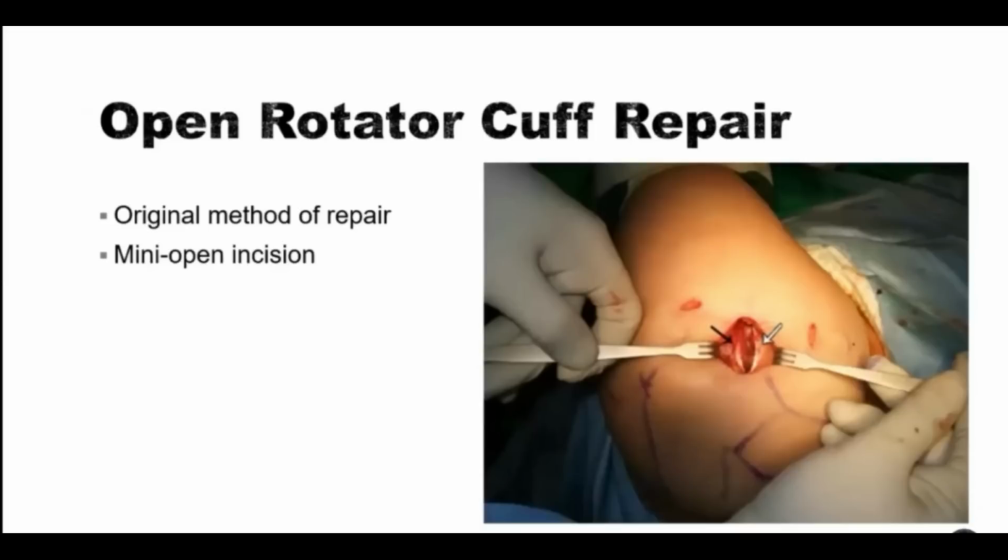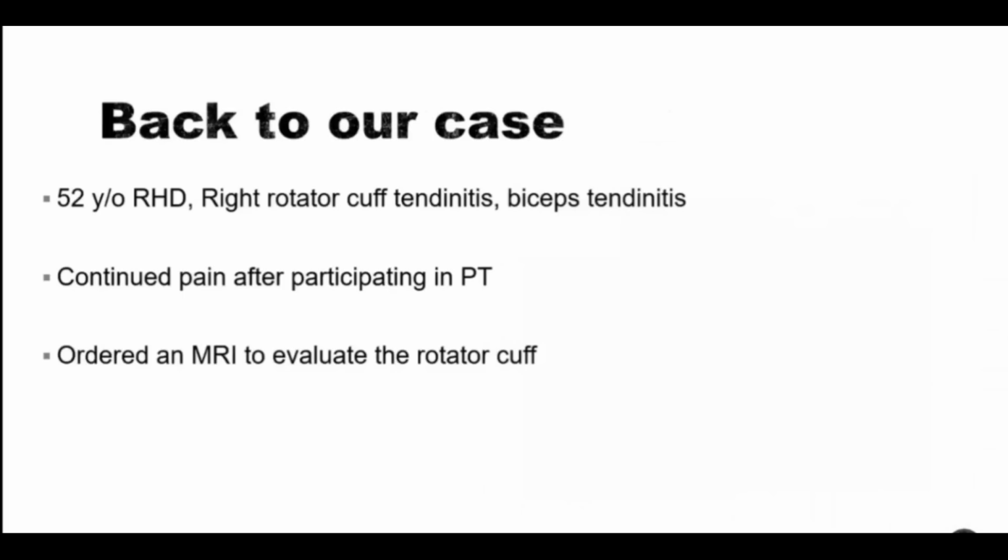Open rotator cuff repair. This is done sometimes, not nearly as common as it was several years ago. And you can also do this via a mini open incision where you're going through the deltoid, and then you have a great look at the rotator cuff.